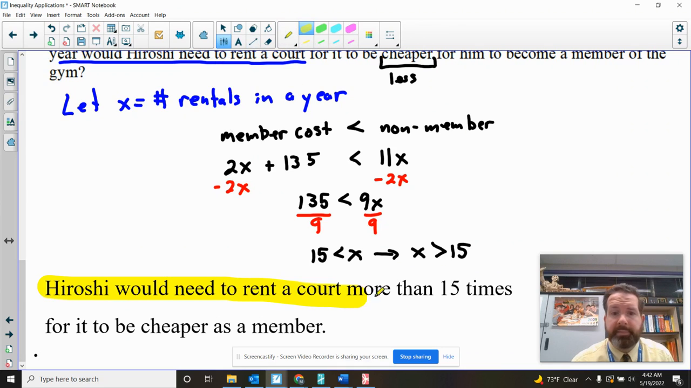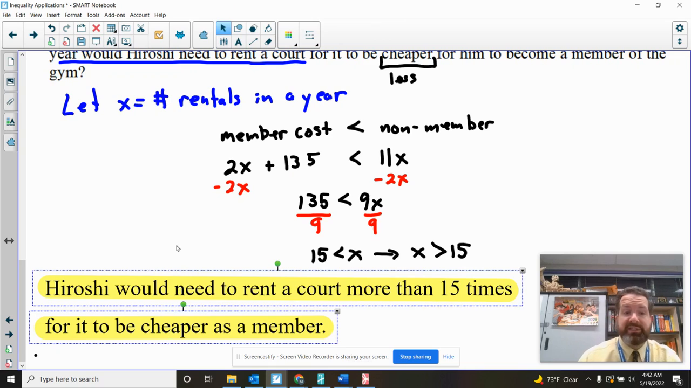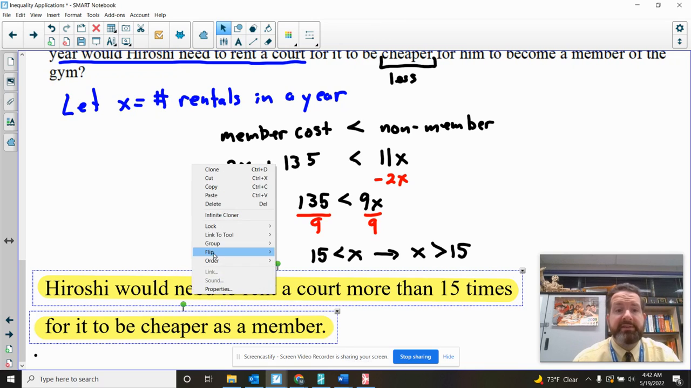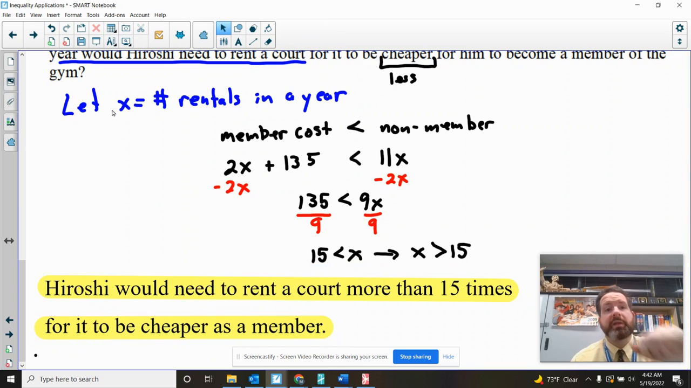So recap, same as before. What you don't know should be your variable. We don't know how many times he needs to rent that court, so we made that our variable. Define that with your let statement. Then, because this one was a little bit more involved, we just thought here in words first, and then turn that into math. Solve the inequality by getting your x's together, and then dividing. We did change the direction because we switched the sides, just because we're used to seeing our x on the left, makes it a little easier to interpret. The x has to be greater than 15, meaning he's got to do that rental more than 15 times for it to be cheaper as a member.